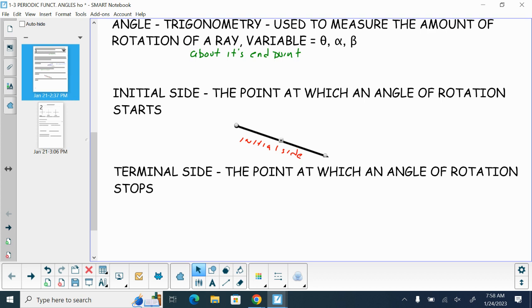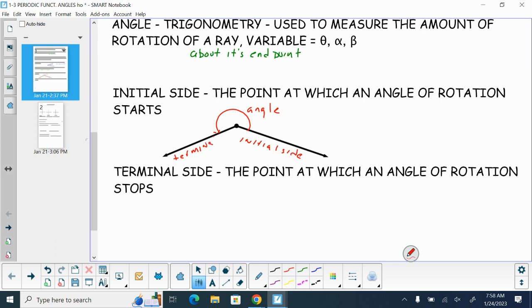So we have this ray here, initial side here, and we're going to rotate it about its end point. So our amount of rotation here is the angle. This will be the terminal side. So we have the initial side, we have the terminal side where it stops. And this amount of rotation that we have here is called an angle. This is an angle. We've rotated from here to here.